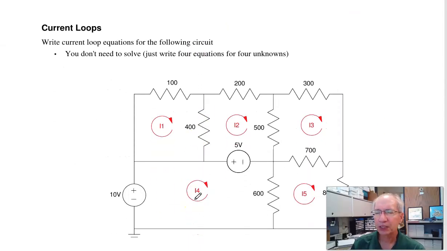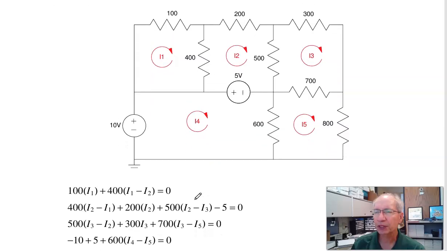Problem 6 is current loops. Another way to solve a circuit is to write the loop equations. As I go around any closed path, the voltages have to add to 0. So around loop I1, I get 100 I1 plus 400 times the current going down, I1 minus I2, equals 0.